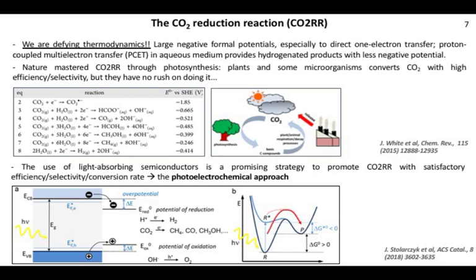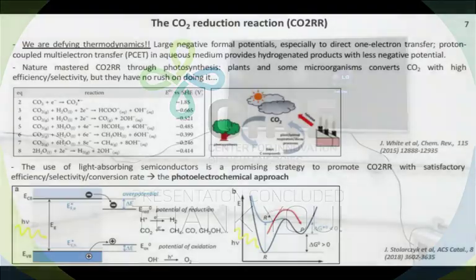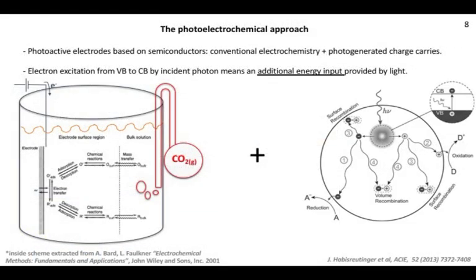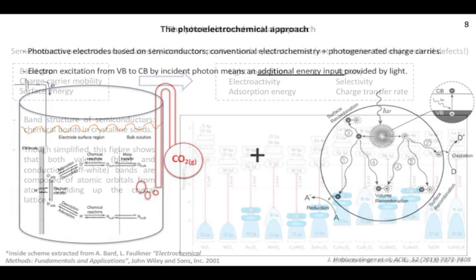So the photoelectrochemical approach is exactly what the name means. It's conventional electrochemistry. We have an electrode in solution, and then we promote a redox process on the surface, for instance, CO2 reduction. But it's photoelectrochemical because we are also using a semiconductor which can absorb light. So we combine both approaches, as we have light as an additional energy input. And then, of course, we are using solar energy to produce useful molecules from CO2 reduction.